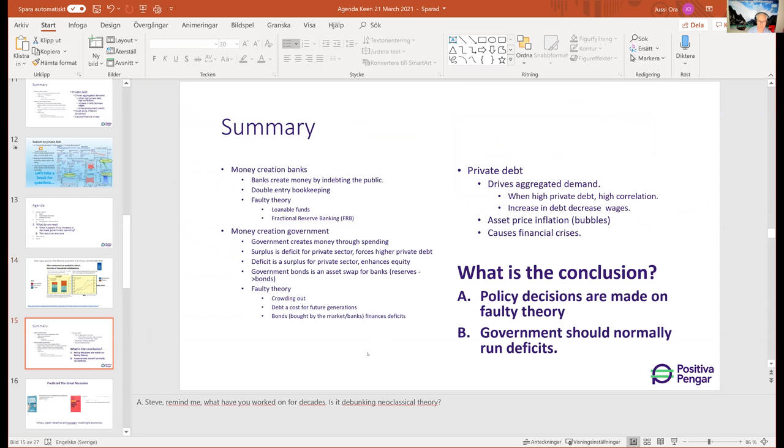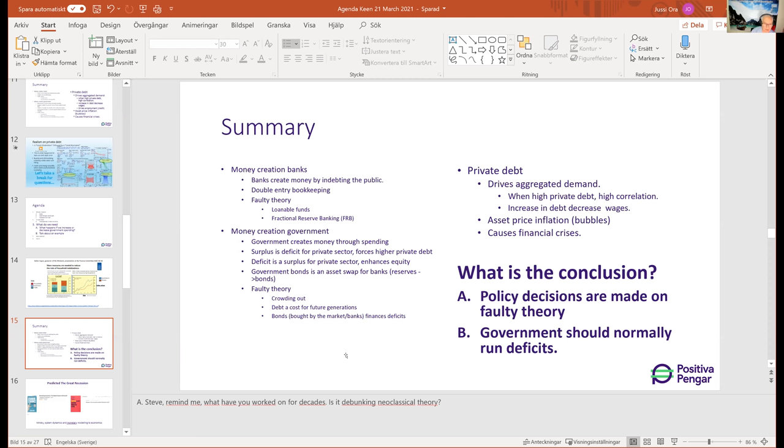So what is the conclusion of what you've said so far, if I try to make it very easy? Policy decisions are made on faulty theories. That's what you're showing in your lecture today, right? Yes. And government should normally run a deficit. Okay. So do we need to spend 1 hour and 20 minutes to get to that conclusion?